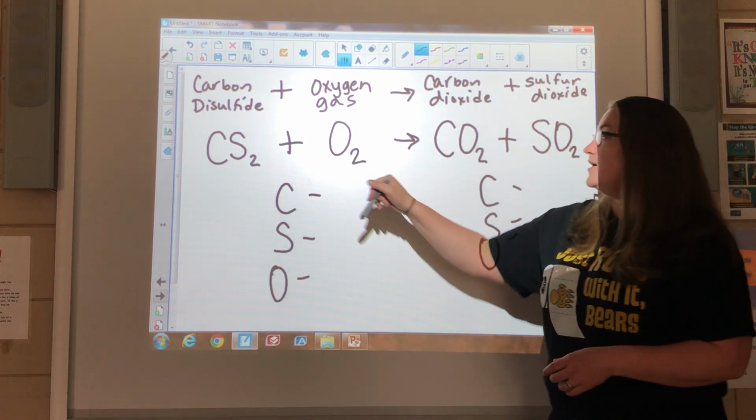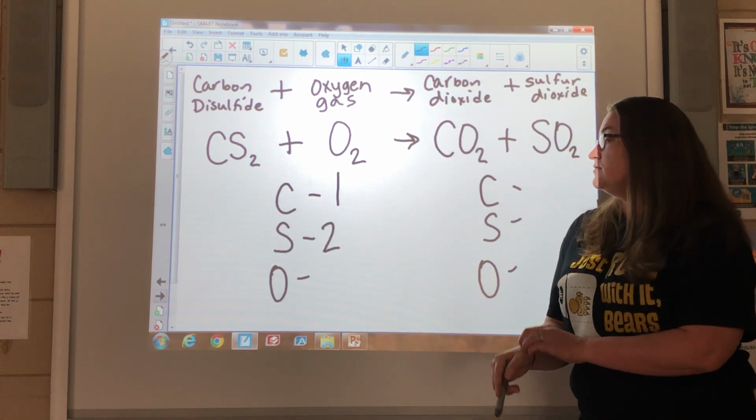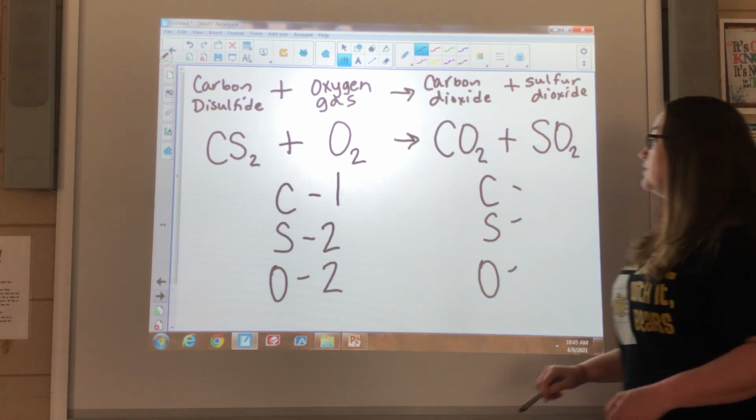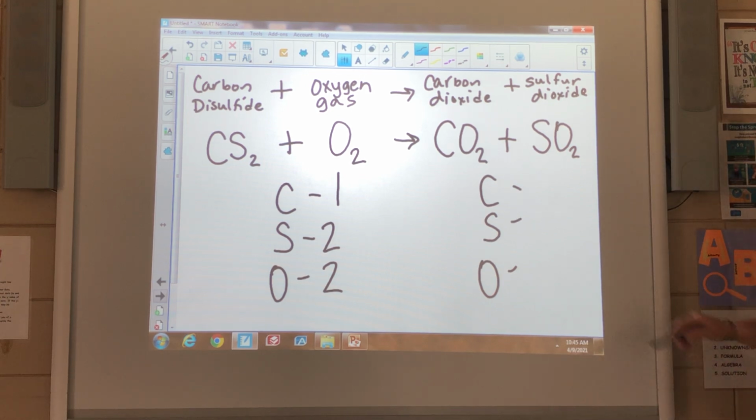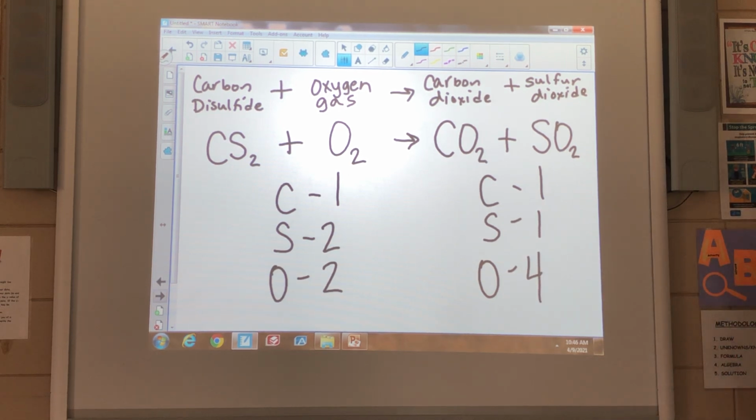How many carbons on the left? Sulfurs. Oxygen. Carbons on the right. Sulfurs. Oxygens. 4. What do y'all want to start with?